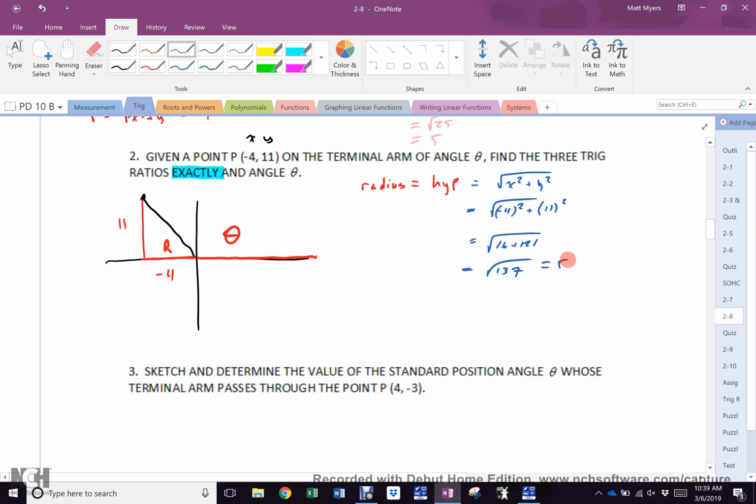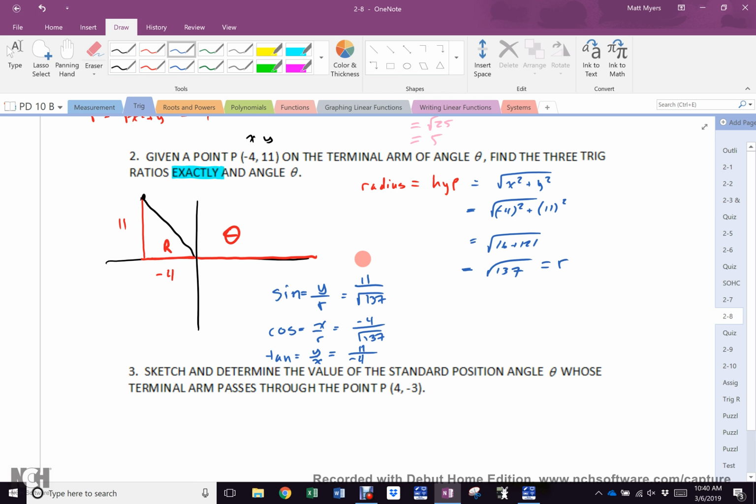Correct? Now I already know that sine equals y over r. I already know that cos equals x over r. And I already know that tan equals y over x. So now, just like SOHCAHTOA, fill it in. What's y? 11. What's r? Root 137. What's x? -4. What's r? Root 137. What's y? 11. What's r? X? -4. There are my trig ratios. Everybody cool?